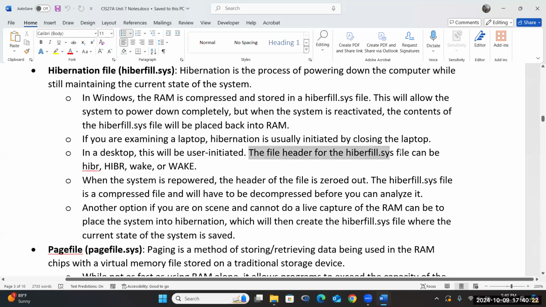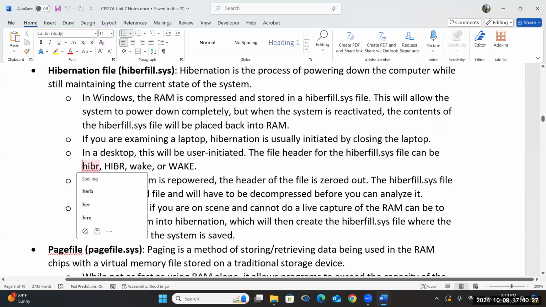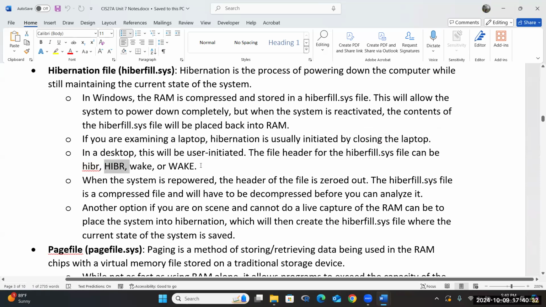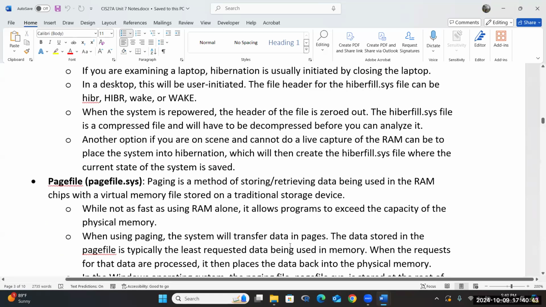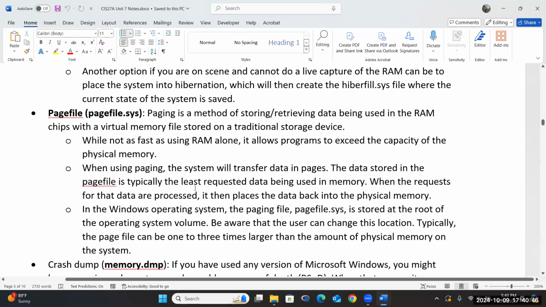So the file header for hiberfil.sys would be HIBR, right? Or it would be HIBR in capital. And then when you take it out of hibernation, it becomes a wake file, right? It replaces that with a wake file. And then your page file, this is for your virtual RAM. Virtual memory is actually this storage. I mentioned that earlier. And it saves everything as a page file.